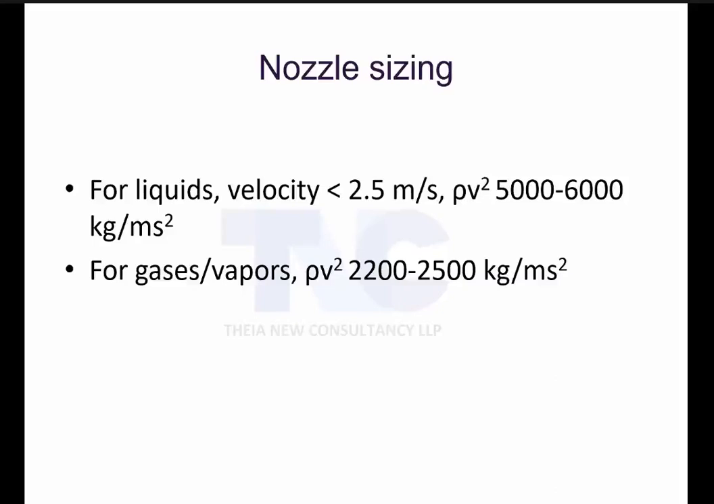Now another very important thing where people make mistakes: shell nozzle sizing. Remember, for nozzle sizing, for a gas or a liquid, you need to have rho V squared of 5000 to 6000.